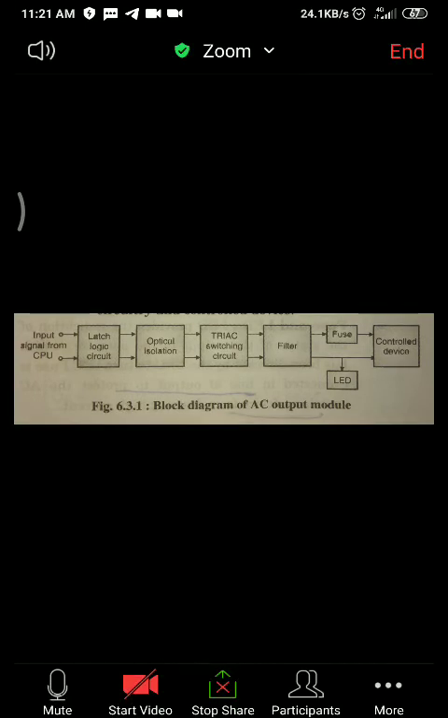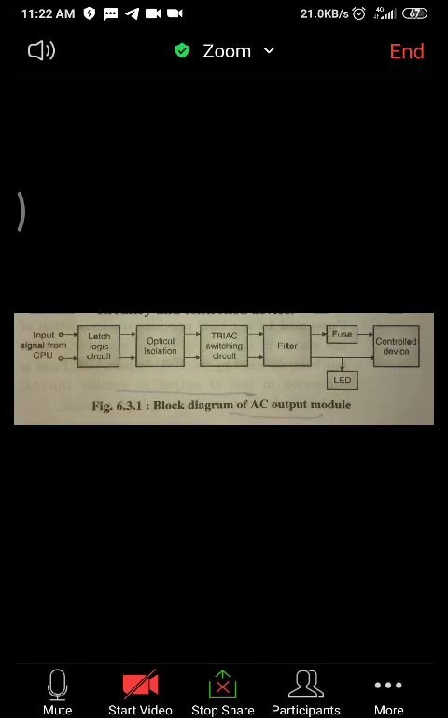So first of all, the block diagram in front of you on your screen is your AC output module. This is the discrete output module. Okay. So output modules are simply switching devices that carry out commands from the CPU. Each output device contains a switching device which is located inside the output module and is usually turned on and off according to the input.